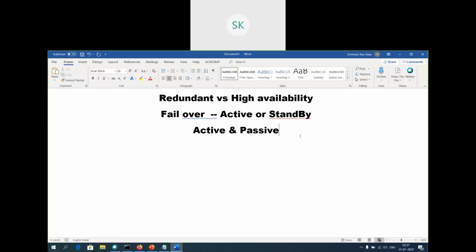So here in high availability, for example, I'm using two physical devices for my internet connection. One device is active, the other device becomes standby. By using these two devices, I'm going to apply redundancy. Redundancy means if one device fails, my application will work on the standby device. That will switch over automatically, a failover. That is redundancy and high availability, active standby or active passive.